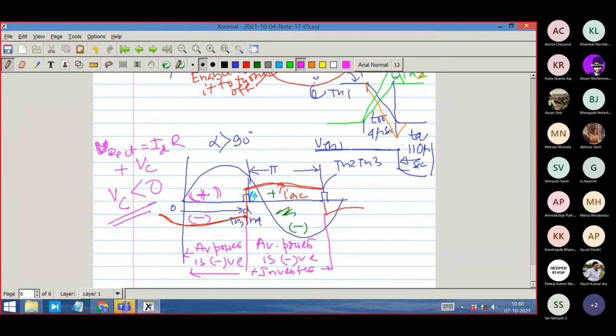Now, ID into R is a small component, since ID is greater than 0. V rect is much greater than this. This is a negative component, and magnitude wise V rect is much greater. So therefore this Vc must be less than 0. This equation can be satisfied only if Vc is less than 0. So for such a load, when you are using this firing angle alpha, if you want steady state operation, then you must have Vc less than 0. That is what it is saying, right?